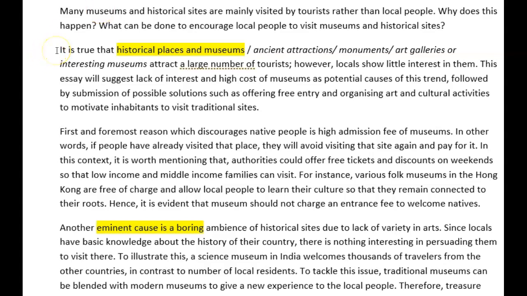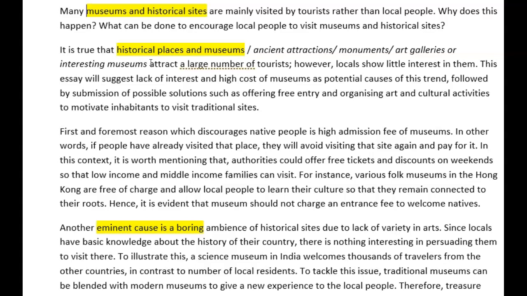So here we go. "It is true that historical places and museums." Now, the skill I think in your introduction is to try and paraphrase the words in the question. Obviously, you want to show me you've understood the question, which you have, but also to paraphrase, which means you're not using exactly the same words. So, yes, you've turned them round. You've put historical places. But I'm wondering if maybe we can put in some of these words: ancient attractions, monuments, art galleries, interesting museums, just to show the examiner that you've bothered to try and vary the lexis a little bit.